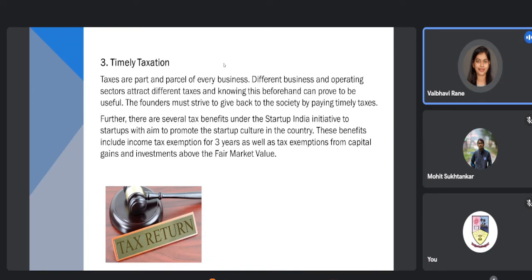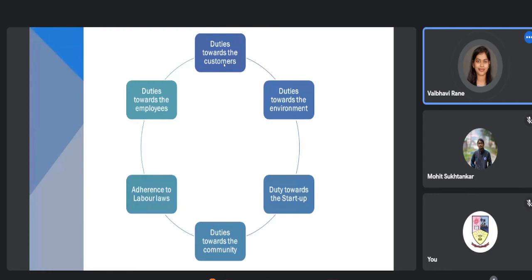Different businesses and operating sectors attract different kinds of taxes. So you're supposed to know which taxes are applicable to your startup. Further, you are supposed to be aware and take measures so that you file your returns and your taxes are paid on time. This will also help you gain certain benefits and, at the same time, avoid any liabilities or fines. Now, this is a broad overview. These are some ethical concepts that you must be aware of.